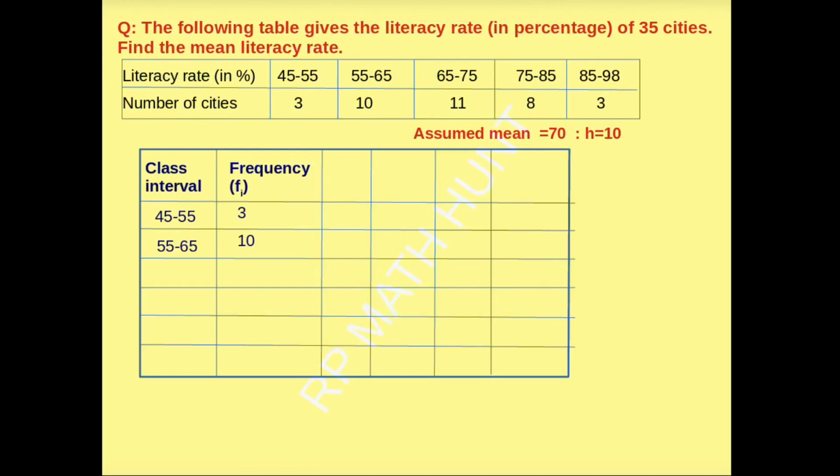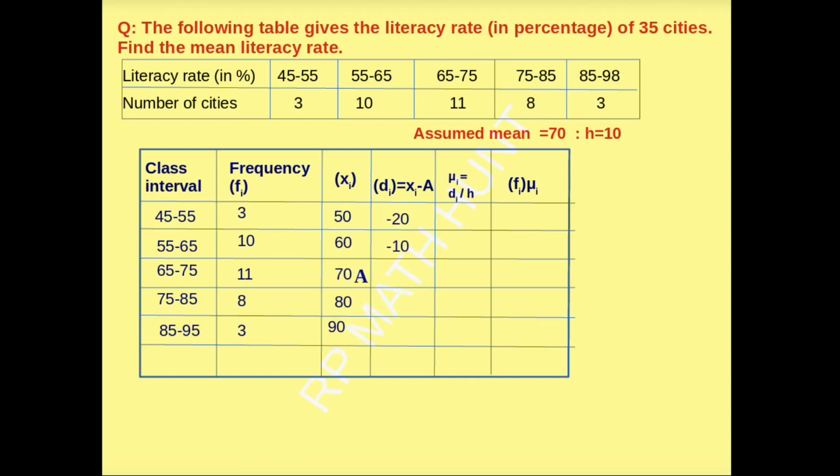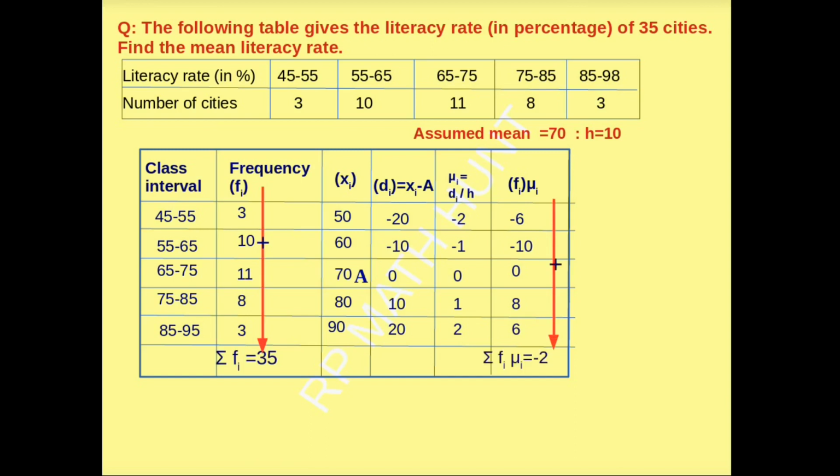Class interval, frequency: 45 to 55 is 3, 55 to 65, 10, 65 to 75, 11, 75 to 85, 8, 85 to 95, 3, and xi, di is equal to xi minus A, ui, and fi ui. 50, 60, 70, 80, 90. 70, assume it as the assumed mean A. Now, di is equal to minus 20, minus 10, 0, 10, 20. Now ui: minus 2, minus 1, 0, 1, 2. Then the product fi ui: minus 6, minus 10, 0, 8, 6.